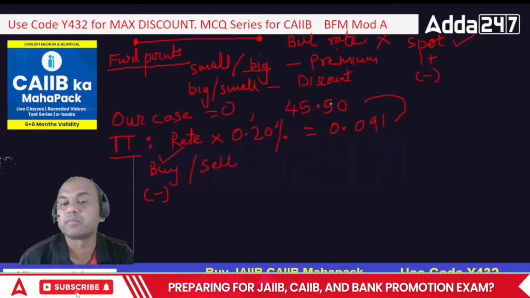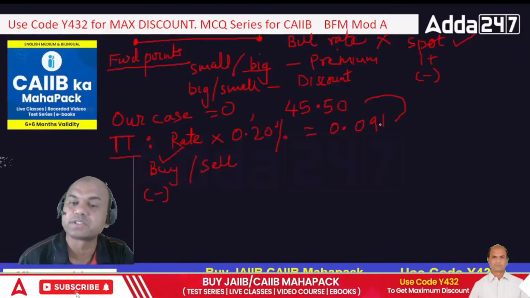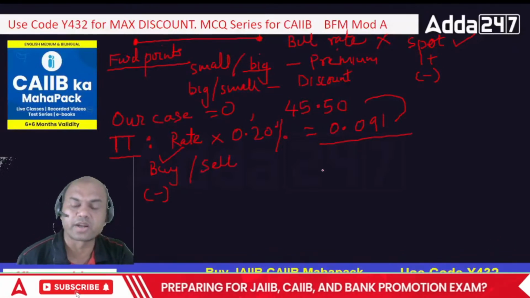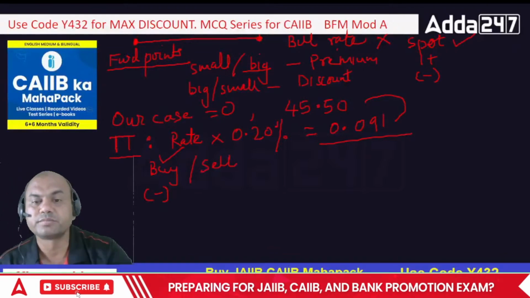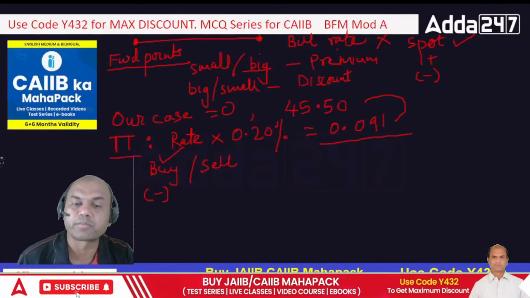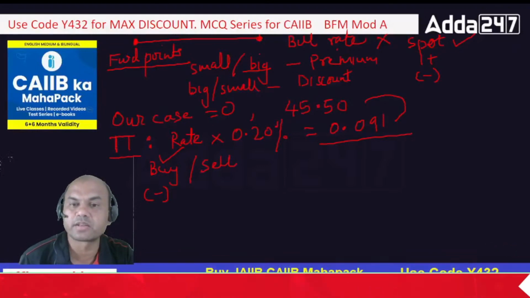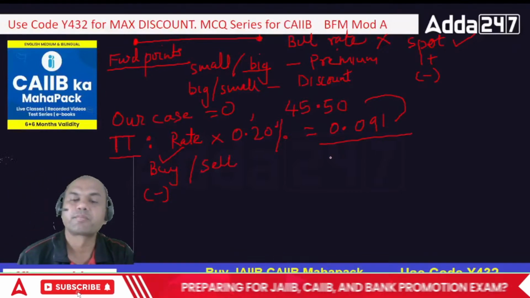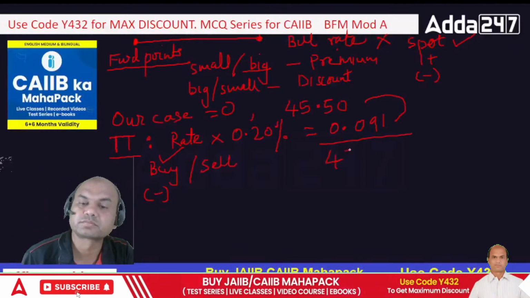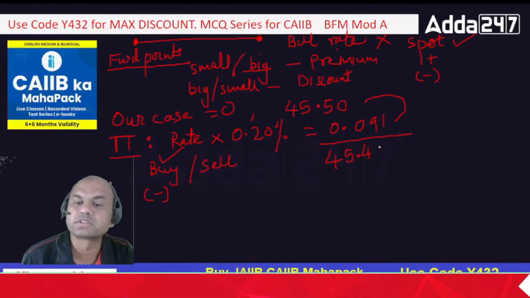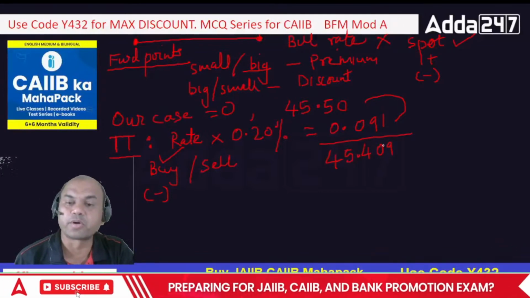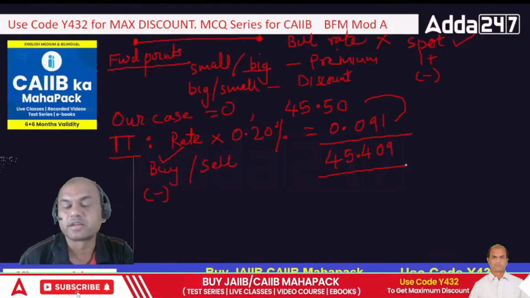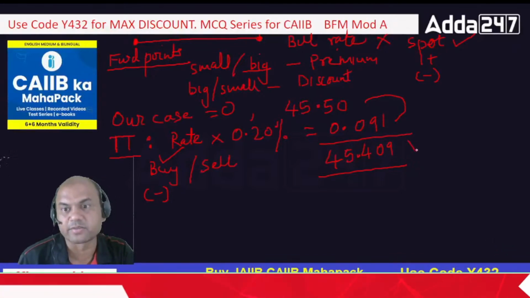So now what will I do? I'll minus this: 45.5 minus 0.091. Now subtract this. So what are you getting now? 45.5, do it yourself, everyone. What are you getting? 45.409, right? 45.409 you are getting. So is this the final rate? Yes, this is the final rate.